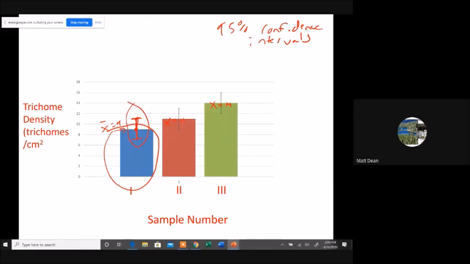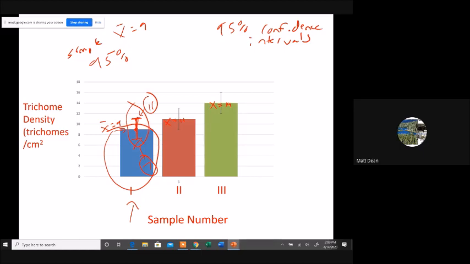And what that means is from a sample mean of 9, we can predict with 95% confidence that the mean of the whole population for population 1 is somewhere between 11, this upper boundary, and 7, this lower boundary. So we're predicting from that small sample mean of 9 that there's a 95% chance that the mean of the whole population of population 1 lies between 7 and 11.